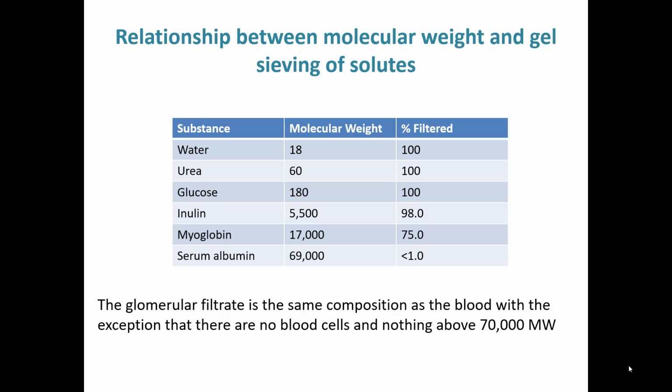The glomerular filtrate, or primary urine, is typically the same composition as the blood with the exception that there is nothing above 70,000 molecular weight, which excludes red blood cells and most proteins. If these compounds are present in the urine, they are used as markers and indicate damage to the kidneys.